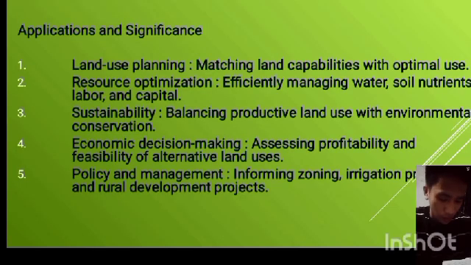Next topic is application and significance. Application and significance have four parts. First is land planning. Land planning is matching land capabilities with optimal use. Ang land planning is muna siya ang parts sa plano before ka magtanom. Dapat nakaplano ka or kabalo ka og unsay capabilities sa imong lupa before ka magtanom.